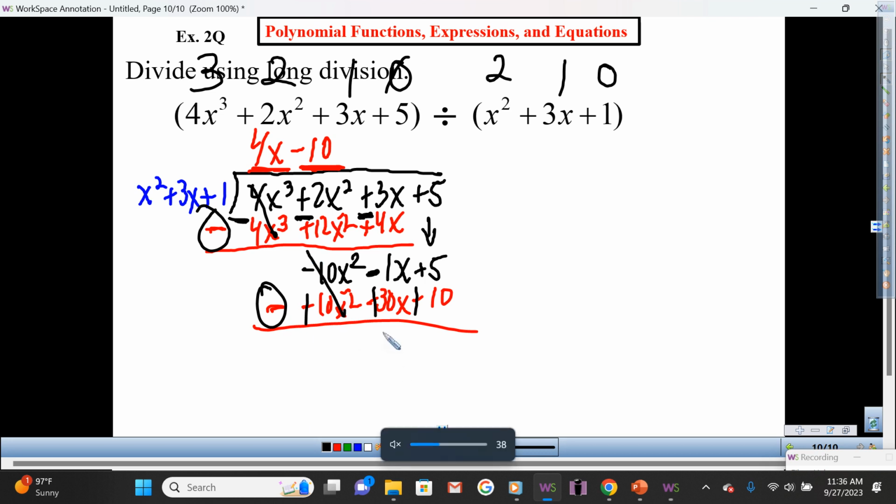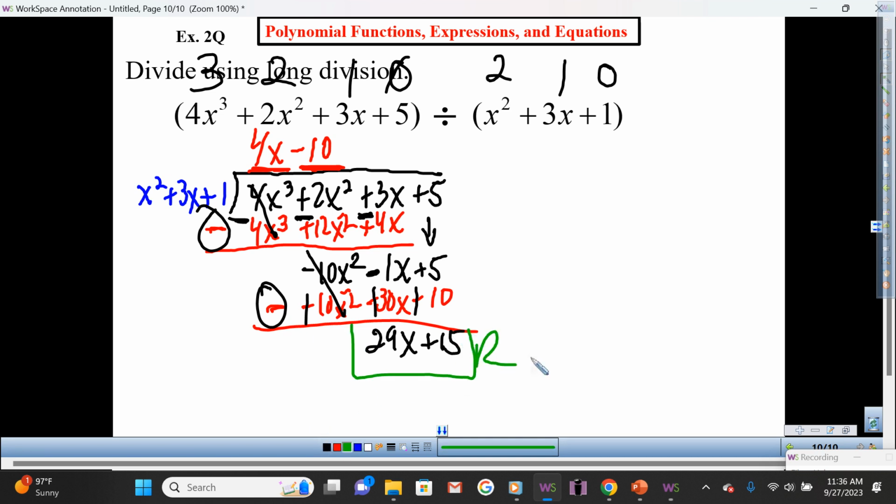30 minus 1 is 29x. And 10 plus 5, that is 15. And guess what? This is our remainder. Hands up if you got that by yourself. Let's go. So our answer for this one is 4x minus 10 plus our fraction bar, which is 29x plus 15 over x squared plus 3x plus 1.